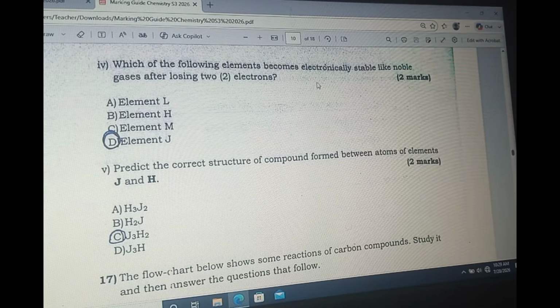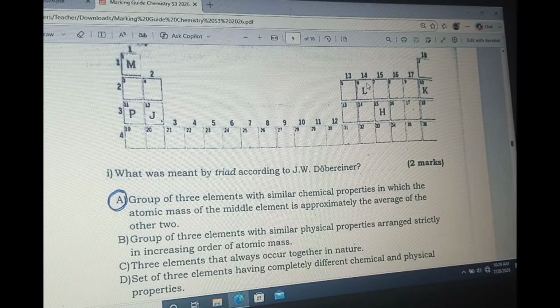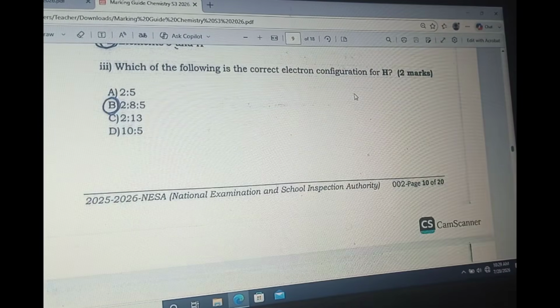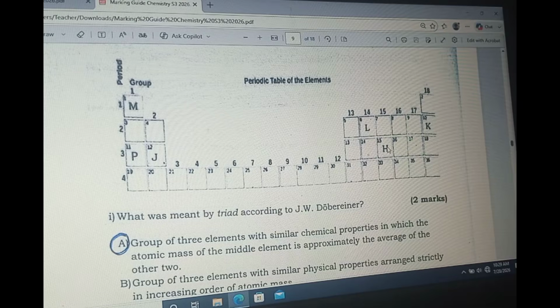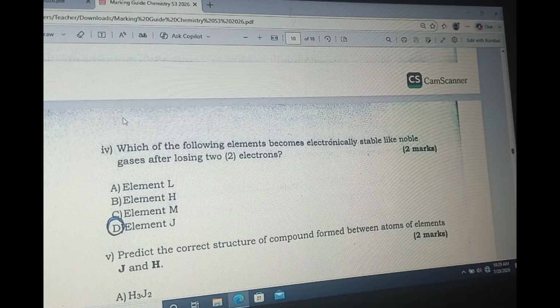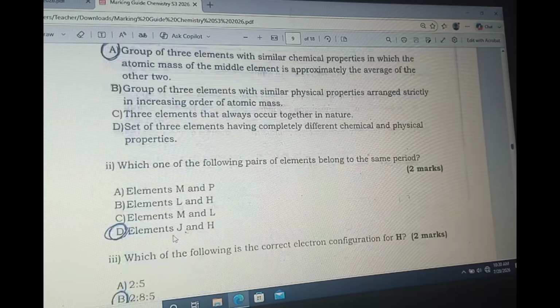Which of the following elements becomes electron stable, like a noble gas, after losing 2 electrons? Element L: where is L? L is this one. L gains 4 electrons, not loses 2. Let's see H and M. H gains 2 electrons, not loses. M loses 1 electron. G only loses 2 electrons because it is in group 2, and in the outermost shell it has 2 electrons only.